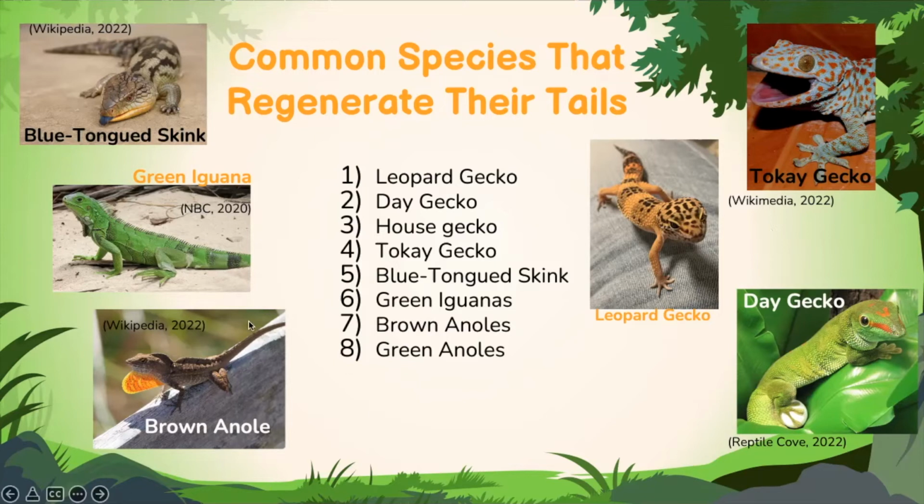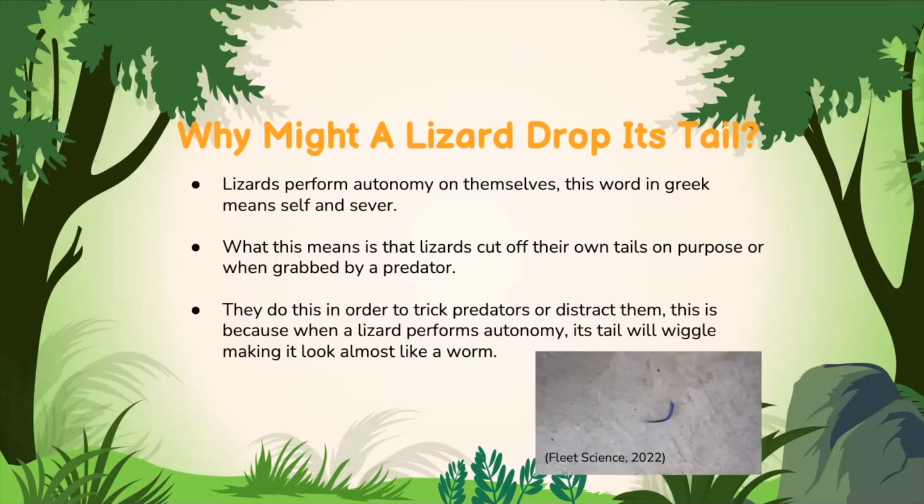There's a picture of a brown anole on the bottom left side here. Generally, most of your gecko species and your anole species can regrow their tail with few exceptions, such as the crested gecko. Those cannot regrow their tails. Once they drop it, it stays gone.